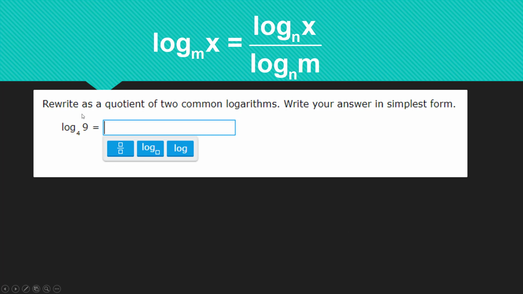All right, here's another one. This one we want to rewrite as a quotient of 2 common logarithms. Again, common log is log base 10. So we're starting here with log base 4 of 9.